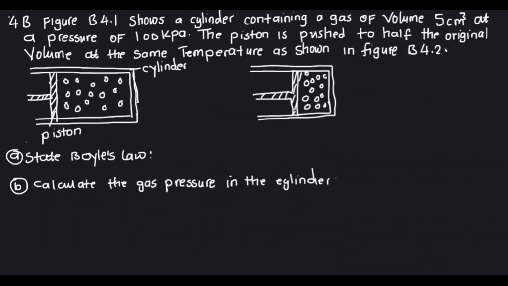Figure B 4.1 shows a cylinder containing a gas of volume 5 cubic centimeters at a pressure of 100 kilopascal. The piston is pushed to half the original volume at the same temperature as shown in figure B 4.2. So we have the first structure here, and also the second structure. Now from the second structure we can see that the piston was pushed in this direction.